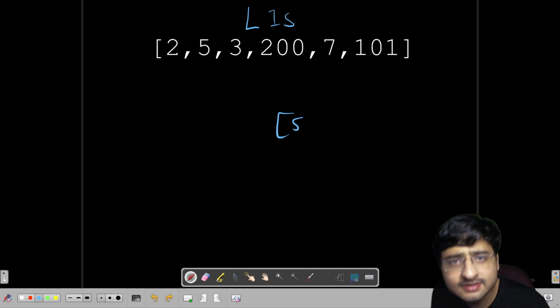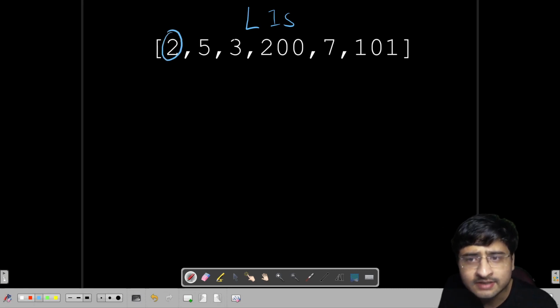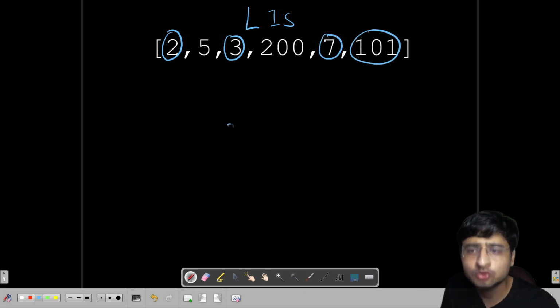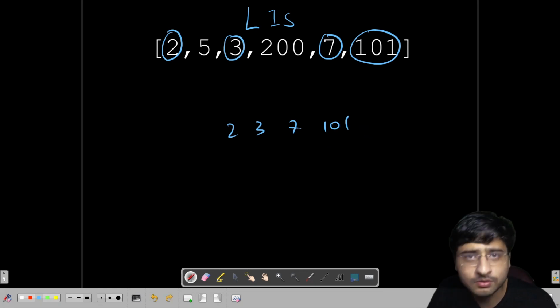I want the longest increasing subsequence in this array. What is the longest? Let's say I consider 2, then I consider 3, then 7, then 101. So 2 comma 3 comma 7 comma 101 is a longest increasing subsequence of length 4.